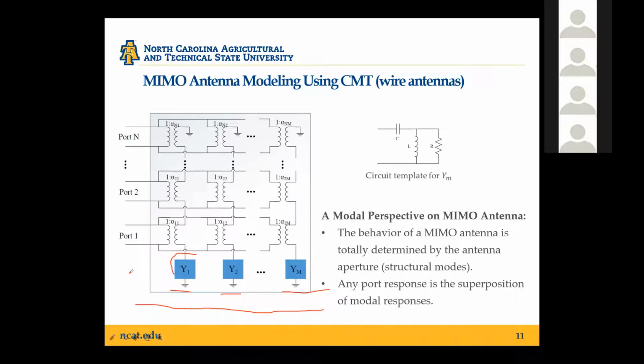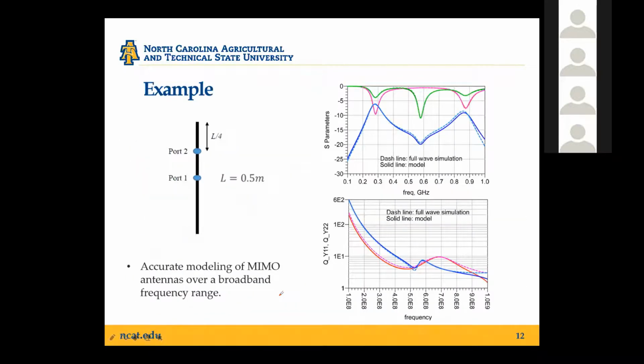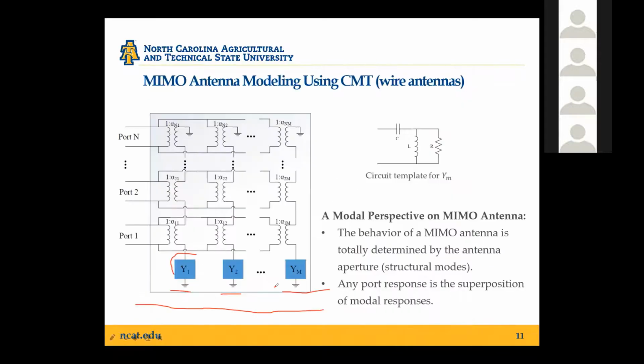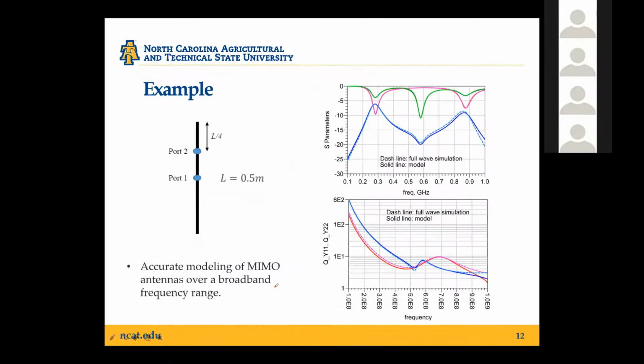And I think that's a pretty good and beautiful observation here. As an example, we looked at a 2-port wire antenna. One port is in the center, one port is offset a little bit. And we used the circuit model here, and we were able to pretty accurately model the S parameters of the antenna, and even a secondary parameter like Q factor. We achieved pretty good broadband modeling as well.